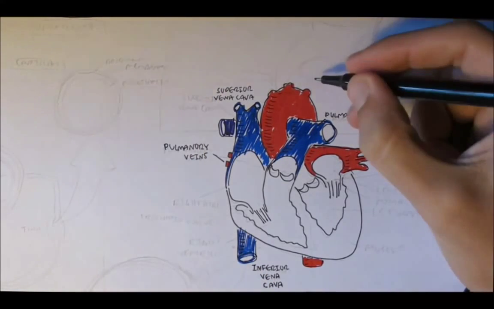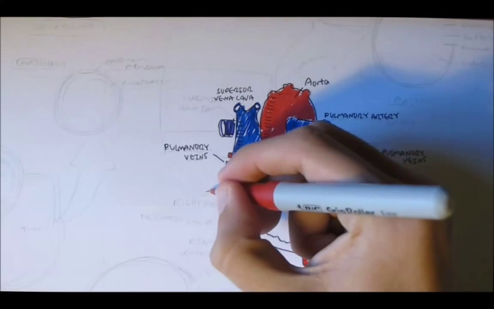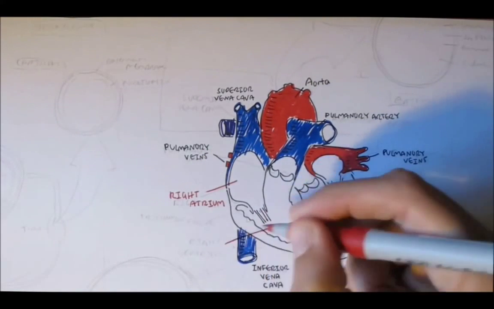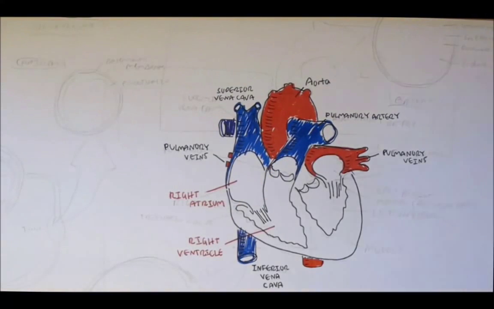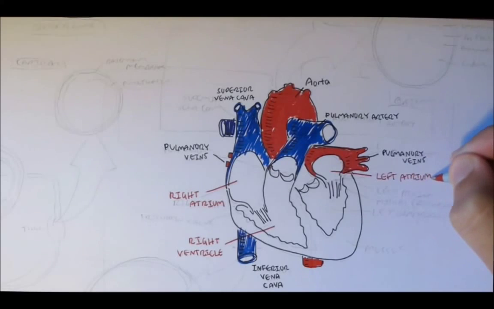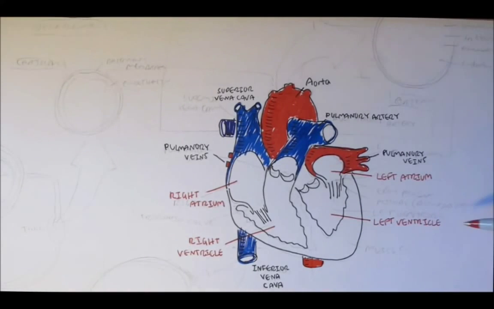And then this new oxygenated blood will be pumped back out through the aorta to the whole body. Now let's learn about the chambers. Deoxygenated blood will come through the superior vena cava and inferior vena cava to the right atrium, then down to the right ventricle, pumped up through the pulmonary arteries towards the lungs. From the lungs, it will come back through the pulmonary veins to the heart, to the left atrium, to the left ventricle, and then be pumped back up through the aorta towards the whole body.